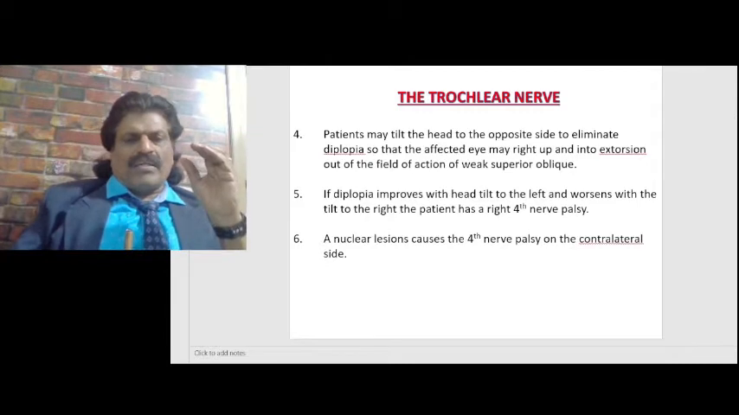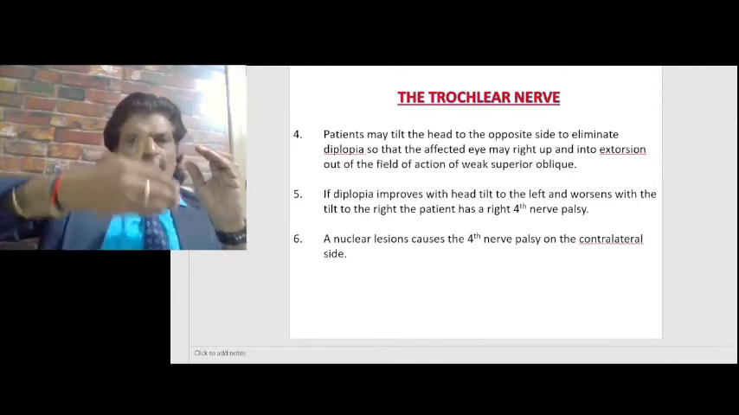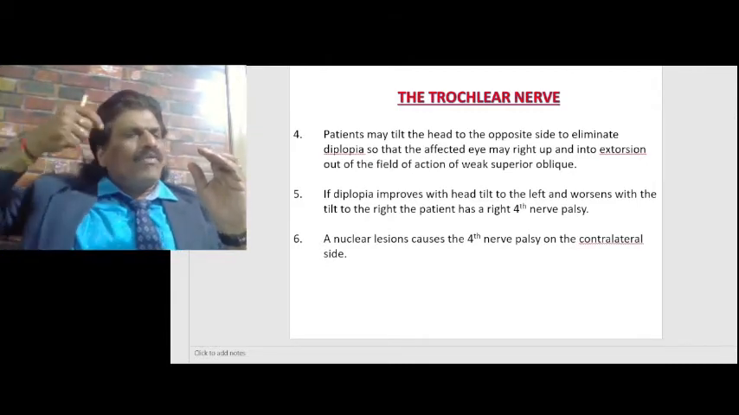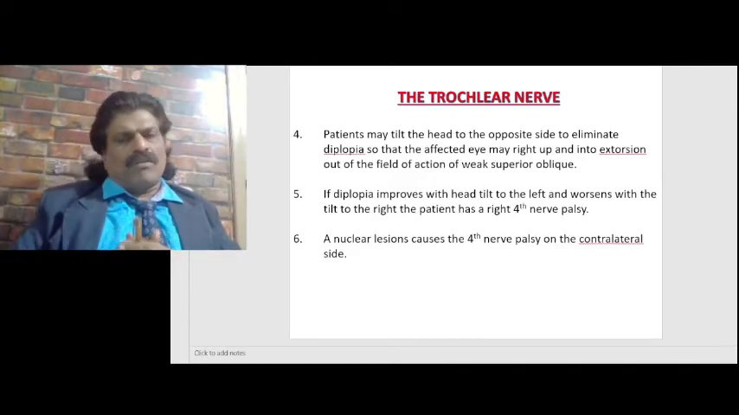So, a nuclear lesion causes 4th nerve palsy, that is superior oblique palsy, on the contralateral side, whereas if it comes peripherally, the superior oblique on the same side gets affected. A very important point.